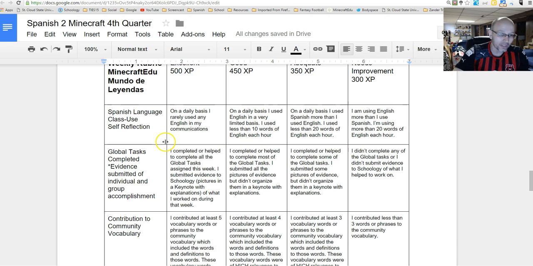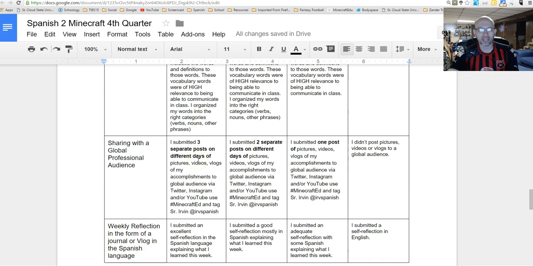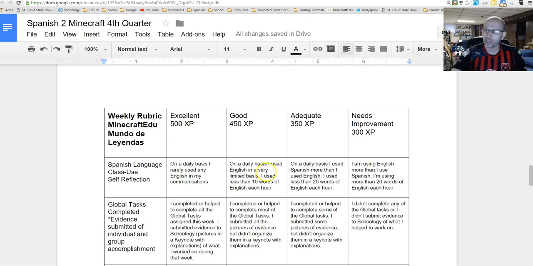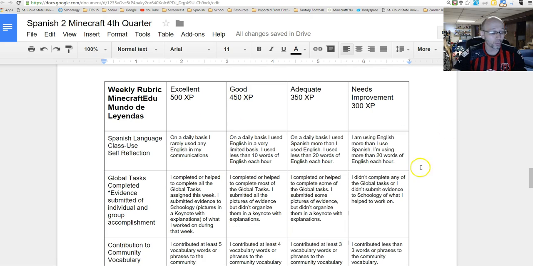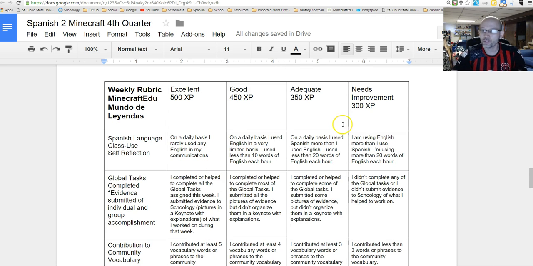Did I actually submit this type of assignment? In class, was I actually speaking in Spanish? Was I contributing, for example, to the community vocab? What did I do and what didn't I do? And then where do I actually belong? You're going to bring this rubric out into your Notability app, and you're going to just circle. Okay, I think I did this. I circle it. I did this. I know I submitted this. I did this. You submit the actual edited version of this for each week.